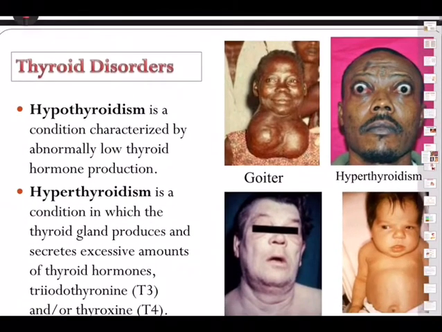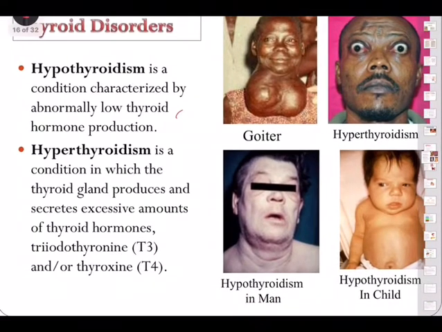And disorders, just now we said. Hypothyroidism is a condition characterized by abnormally low thyroid hormone production. When it is low, it is cretinism. Hyperthyroidism is a condition in which the thyroid gland produces and secretes excessive amounts. You are able to see here the features of a person having hyperthyroidism, and goiter in the neck region. Look at this development of swelling, and then hypothyroidism in man. You are able to see all the symptoms here, and then hypothyroidism in the child. Just now I said cretinism in children. You can see there is a neckless baby.